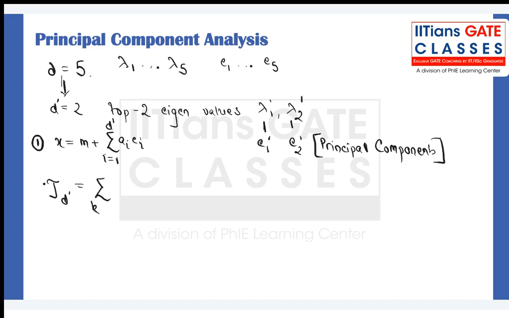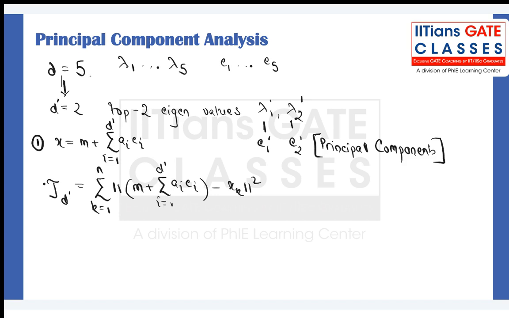So J d prime is nothing but the sum over k equal to 1 to n of the norm of m plus the sum over i equal to 1 to d prime of ai ei, minus xk, squared.